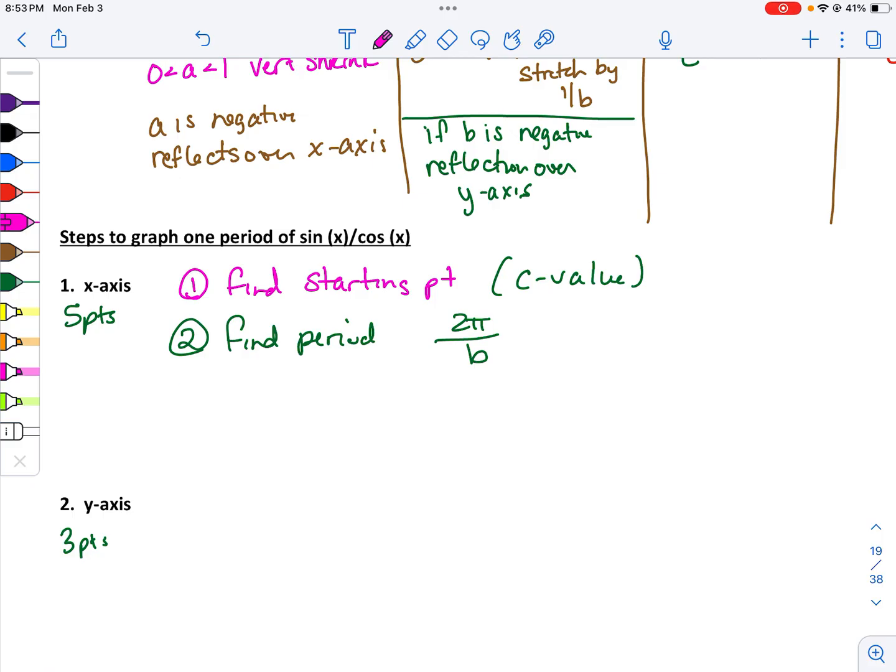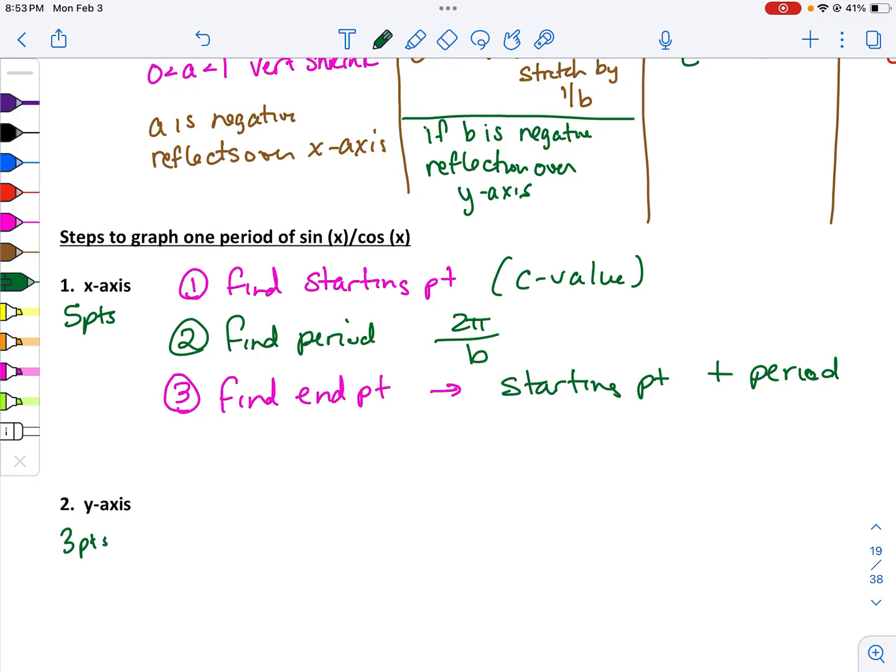All right, the third step is we're going to find our endpoint. And to find that, we're going to take our starting point, and then we're going to add the period. And that's going to get us to the end. Okay, so starting point, and then we figure out what the period is. We add the period, and that's where we're going to be our end.